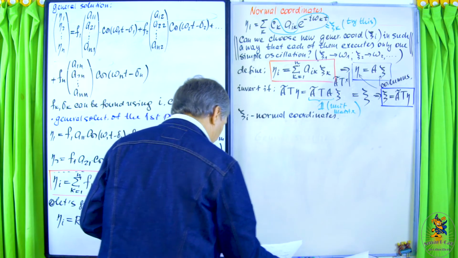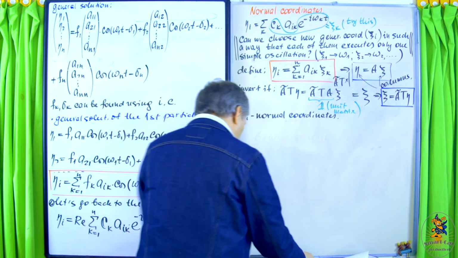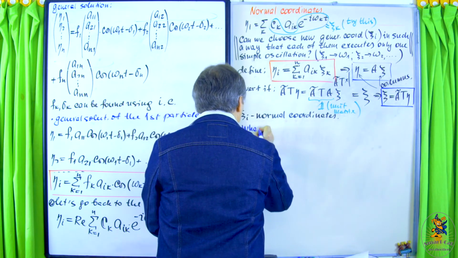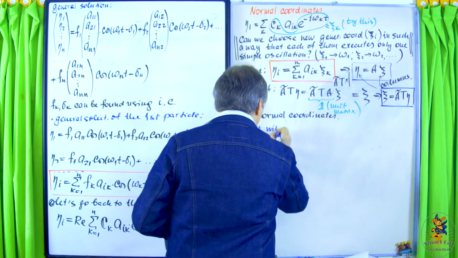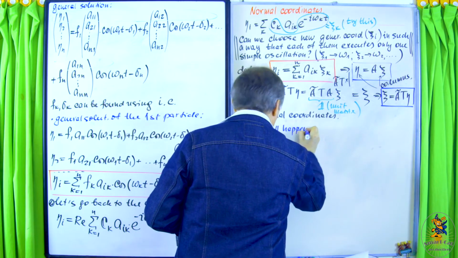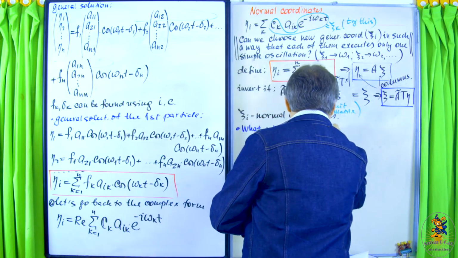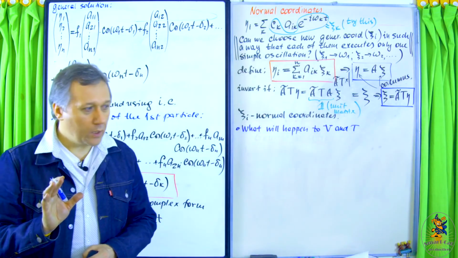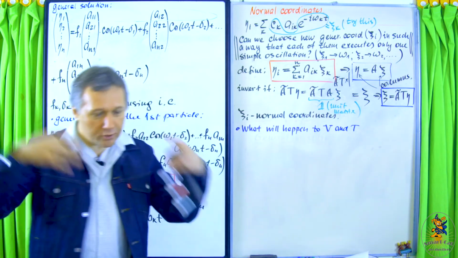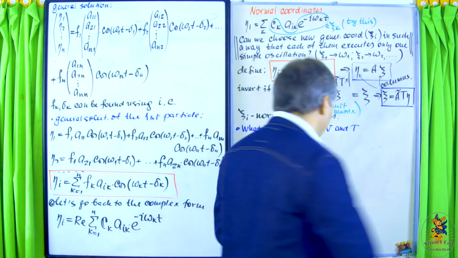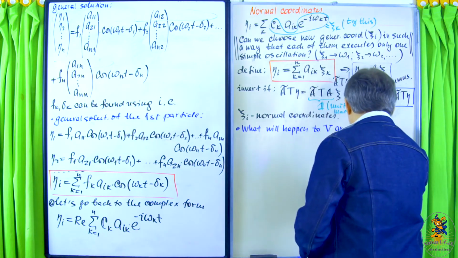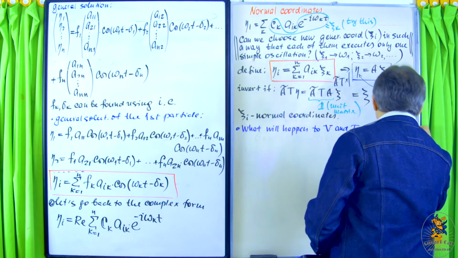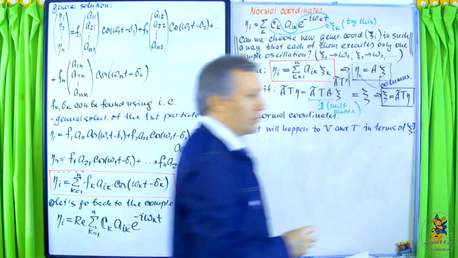So let's see what we can get in these coordinates. Let me write. Okay, I will put a small bullet. So what will happen to V and T? Again, right now I'm not talking about matrices only. I'm talking about kinetic energy and potential energy, T and V in terms of psi. Okay, question mark, of course, must be put over there.